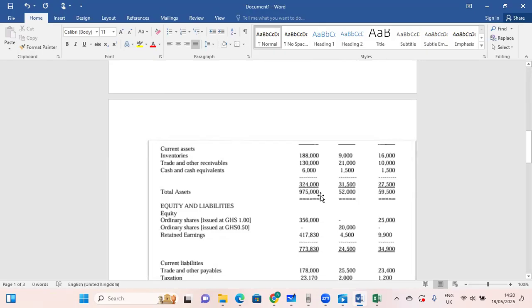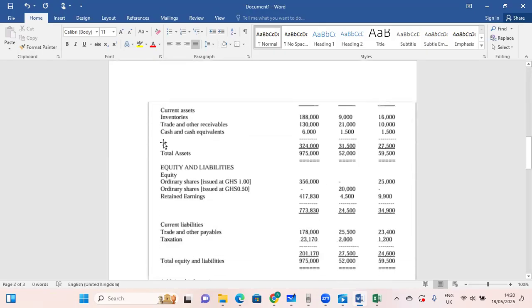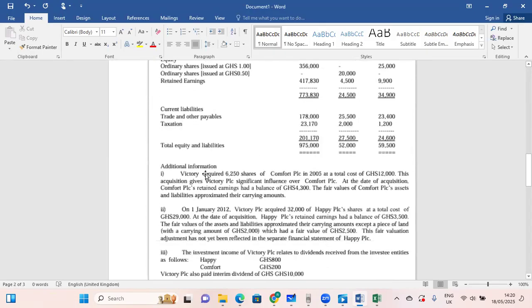This is what we have here. That's what we have. Now, aside from the first part, one of the most important things to also look at is the additional information. You come to the additional information only if you understand everything. If you think you don't understand everything, you can just go straight and consolidate them by doing that simple one and then get some ticks.